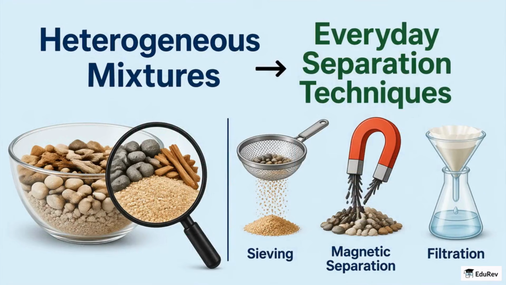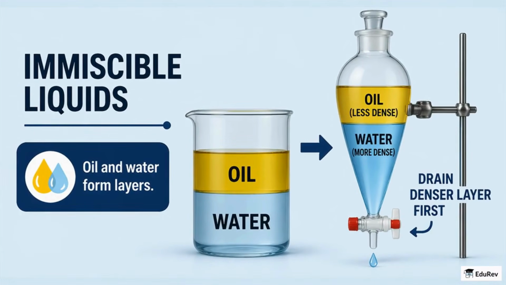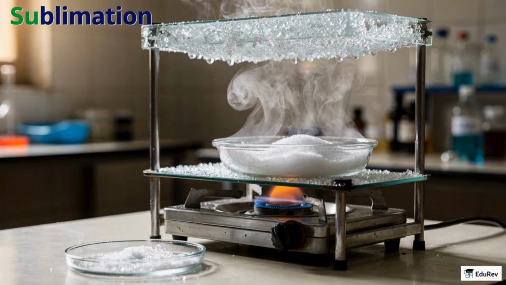Now let's turn to heterogeneous mixtures and everyday techniques to separate them. Immiscible liquids like oil and water form layers and can be separated using a separating funnel by draining the denser layer first. Sublimation is a neat trick where a solid turns directly into vapor and then back to solid when cooled, useful for camphor or naphthalene.